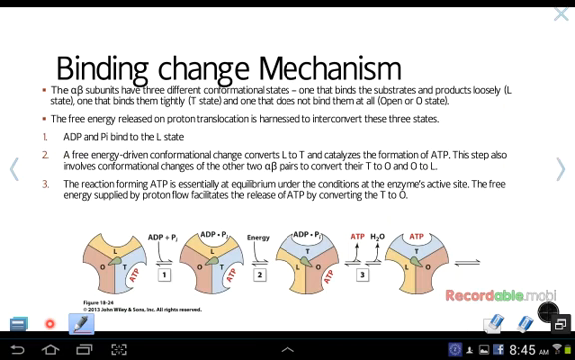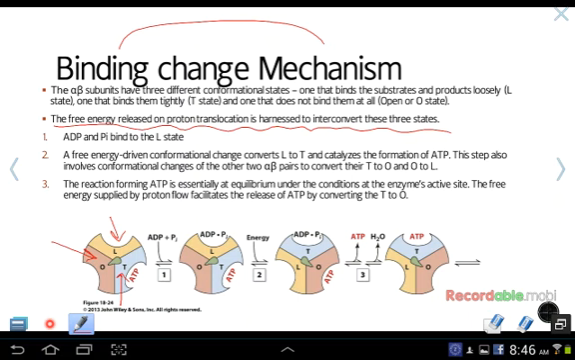So ATP synthase is an example of a binding change mechanism. The alpha-beta subunits have 3 different conformational states. One that binds the substrates and products loosely, which is the L state. One that binds them tightly, which is the T state. And one that does not bind the products at all, the open state. The free energy released on proton translocation is harnessed to interconvert these 3 states.